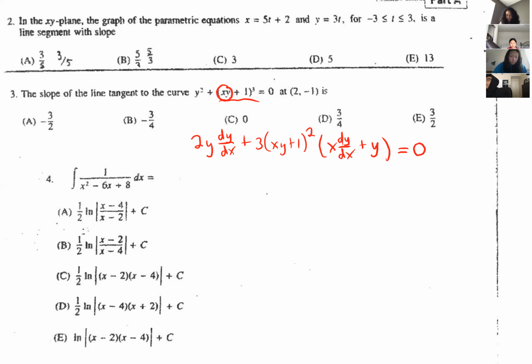So to solve for dy over dx, actually first I'm going to plug in these numbers here. Makes it a little easier. So everywhere I see a y, I'm going to put a -1. Everywhere I see an x, I'm going to change it to a 2. So x is 2, dy over dx minus 1 equals 0.